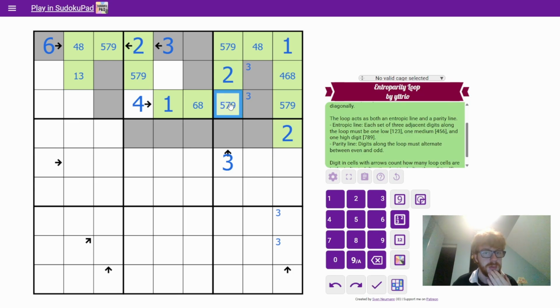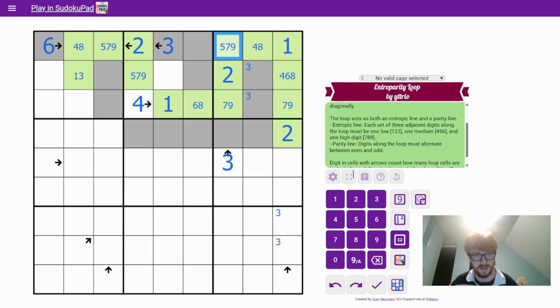Okay, so 2 of these are high. So if that is medium, that is medium, that is medium, and that's them both a 5. If that is high, that is high, that is high. Okay, so those cannot be 5s, that makes sense. That's a 5.